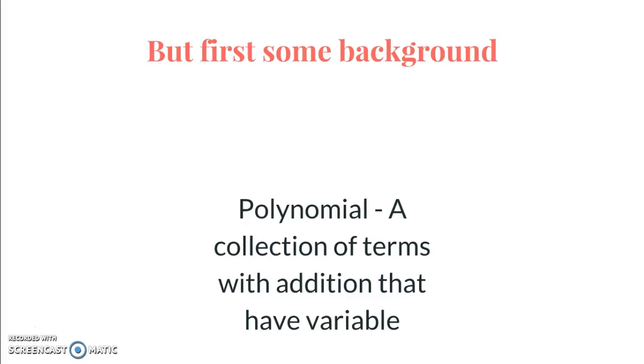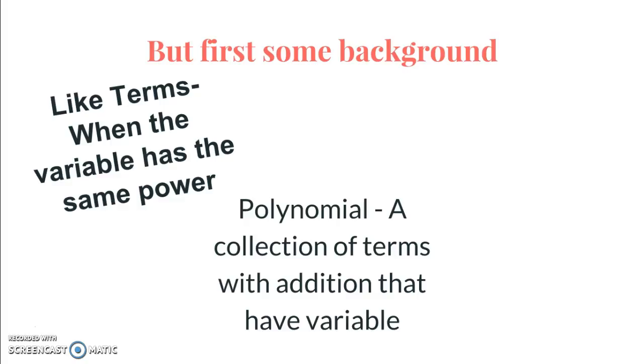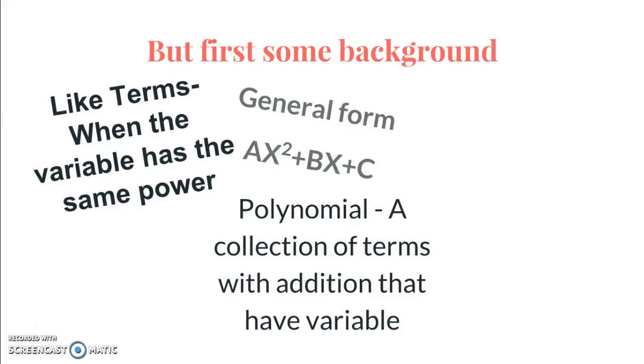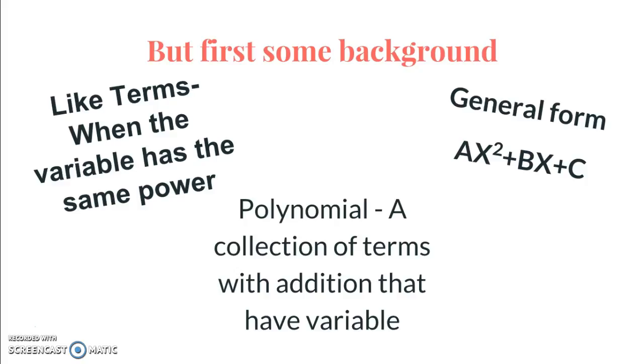A polynomial is a collection of terms with addition that have variables. In particular, today we're going to look at a trinomial, which is a polynomial that has three different terms. We also want to know what like terms are. So when the variables have the same power, it's going to be considered a like term, and we can combine those. And then our general form for a polynomial is ax squared plus bx plus c, where x is our variable, a, b, and c are constants.